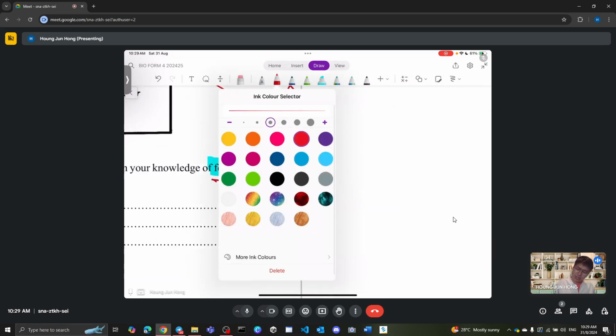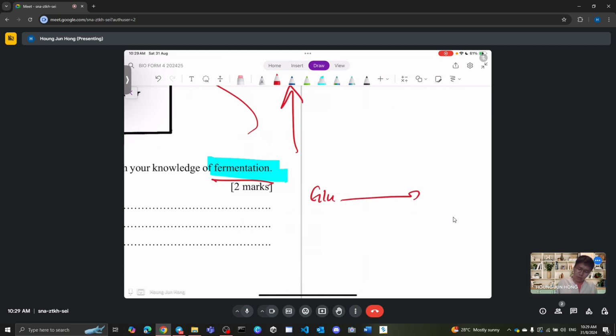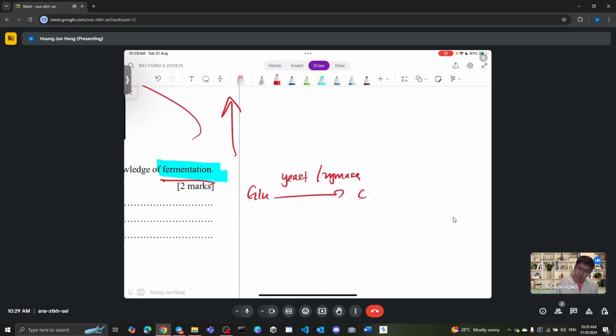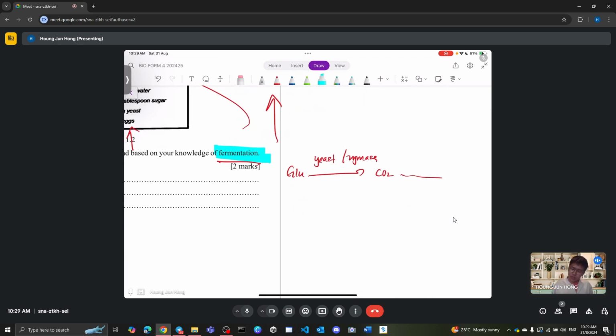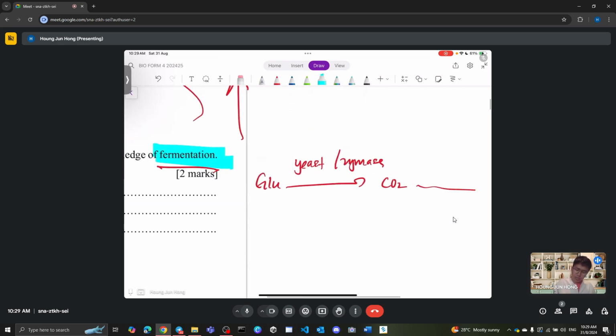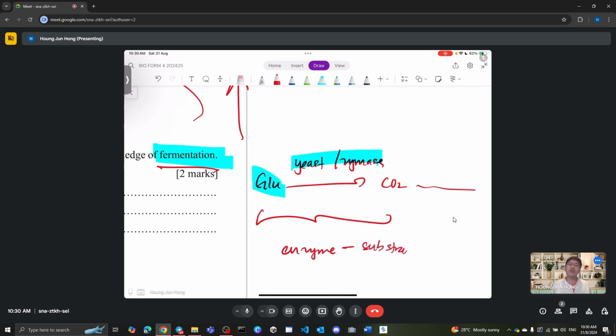Fermentation is basically glucose with yeast, or you can say zymase. The enzyme is called zymase. So it becomes carbon dioxide and everything. Actually very simple. If you want to increase your fermentation, you either increase this or increase this. Either one of them is going to give you more of the reaction. This is the enzyme reaction. Either you get more enzyme or you get more substrate. Then you can increase the rate of reaction.